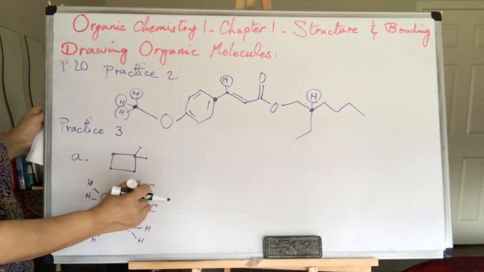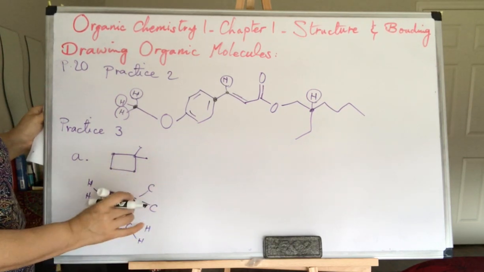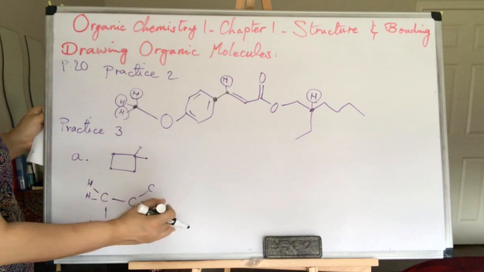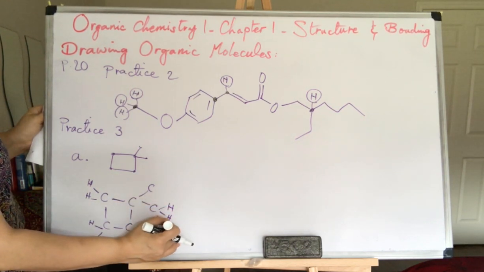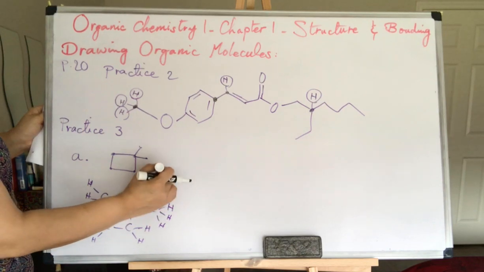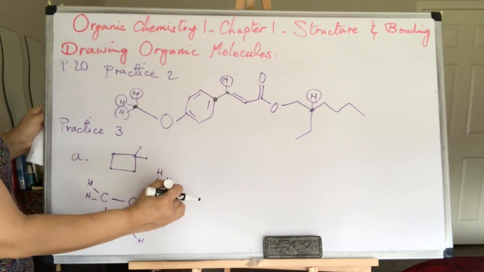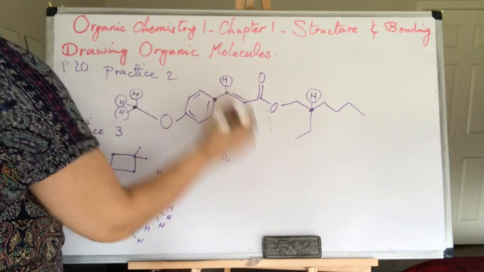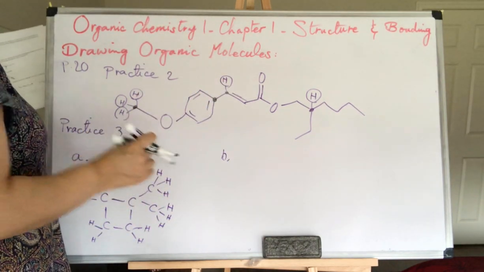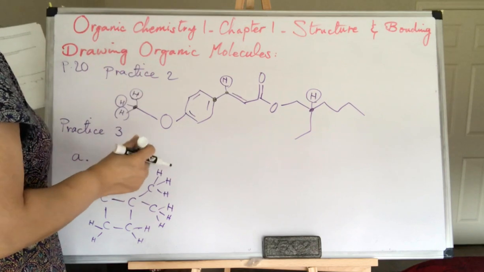This carbon is already full with four bonds, so don't touch it. This carbon has one bond, so it has three hydrogens attached, and the same story for this carbon. Okay, now let's work on B. No, not B, sorry. Let's work on D.